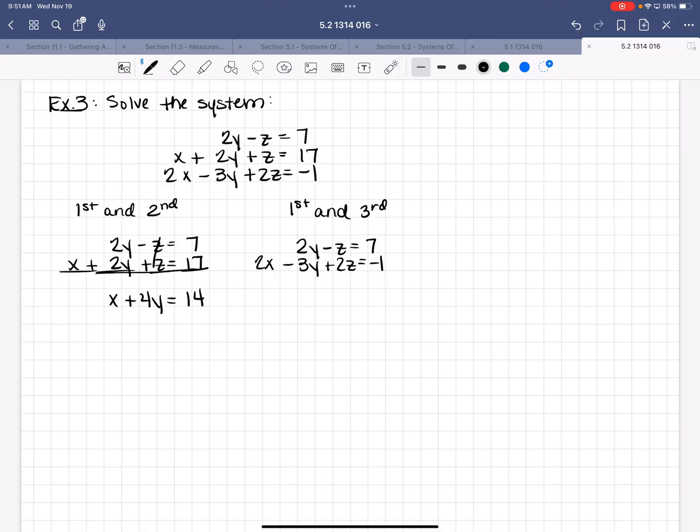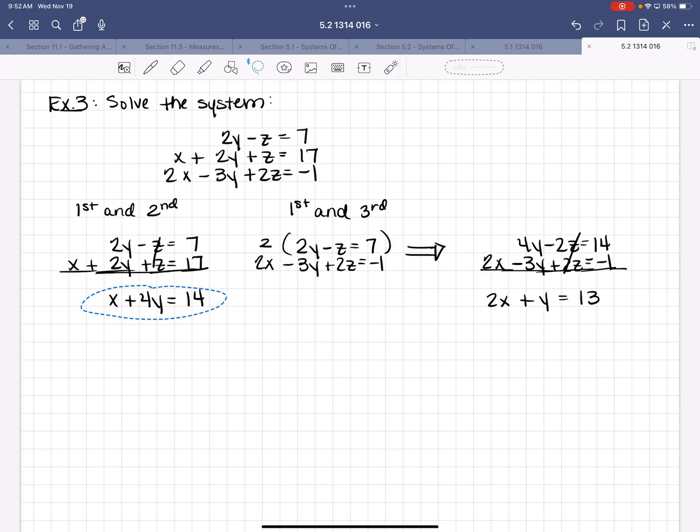I'm going to multiply that first one times 2. That's going to give me 4y minus 2z equals 14, and I have 2x minus 3y plus 2z equals -1. Those z's, yep, they're gone. That leaves me with 2x plus y equals 13. Y'all okay with that? I did make some space there. I probably should scoot him up.